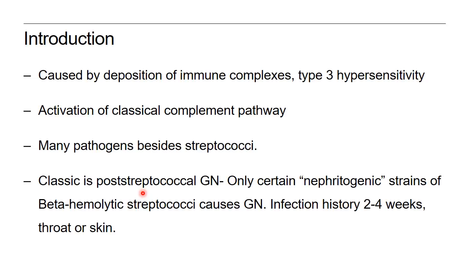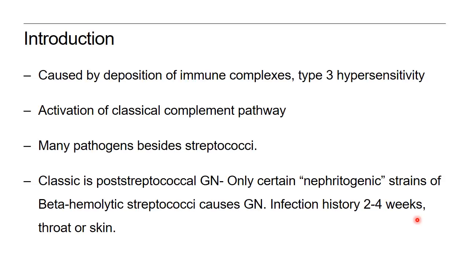In your examination, you can see either of the two terms. You can see it referred to as post-streptococcal, or you can see it as infection-associated. Remember, in the stem, you will have some kind of history of an infection. They might mention some nephritogenic strains of beta hemolytic streptococci, and there would be a history of an infection, usually 2 to 4 weeks earlier. It's most commonly either the throat, a pharyngitis, or a skin lesion. Now, this is regarding the post-streptococcal GN.